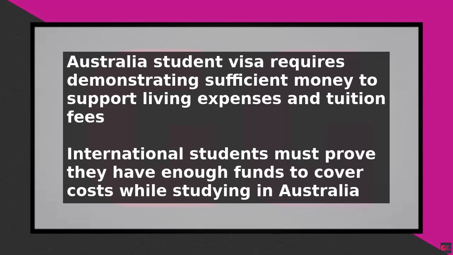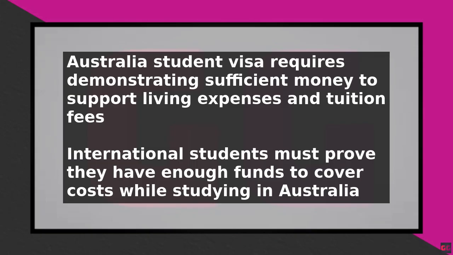To show funds for an Australia student visa, you will need to demonstrate that you have sufficient money to support yourself while studying in Australia. The Australian government requires international students to prove they have enough funds to cover their living expenses, tuition fees, and other costs. First, you need to calculate how much money you will need to show.